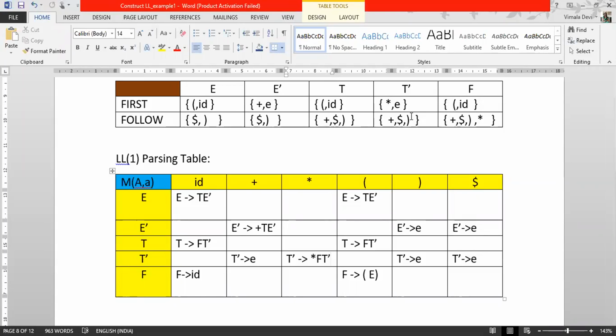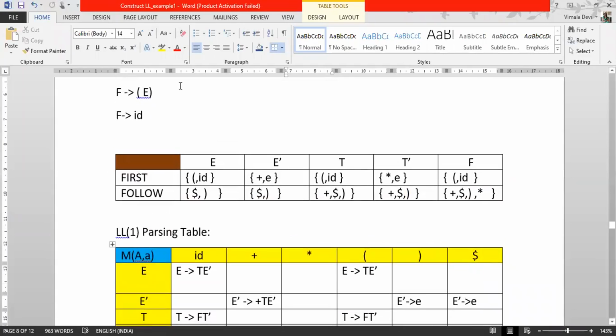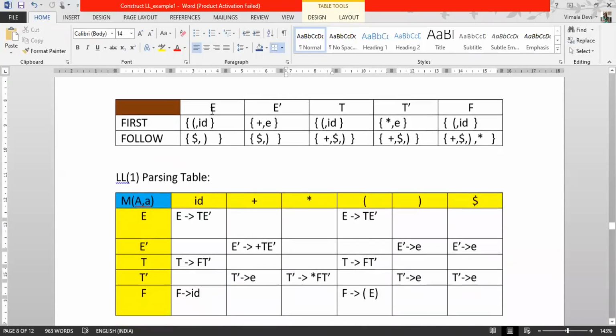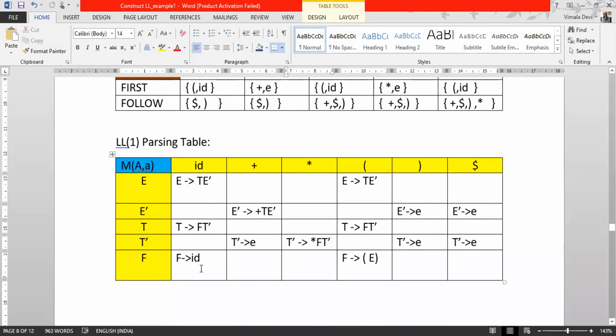And the last rule, what we have? F derives (E). When you try to find out first of F for this rule, what we obtain is nothing but open parenthesis. So F comma open parenthesis, you need to fill the rule F derives (E). And F comma ID, you have to fill the rule F derives ID.